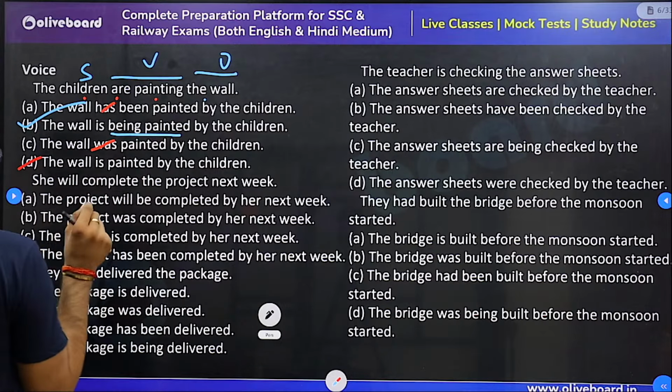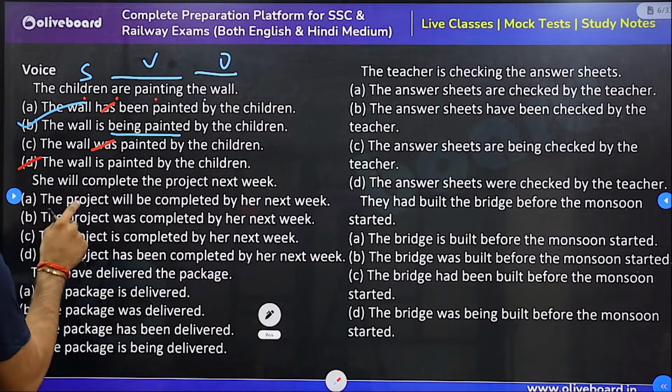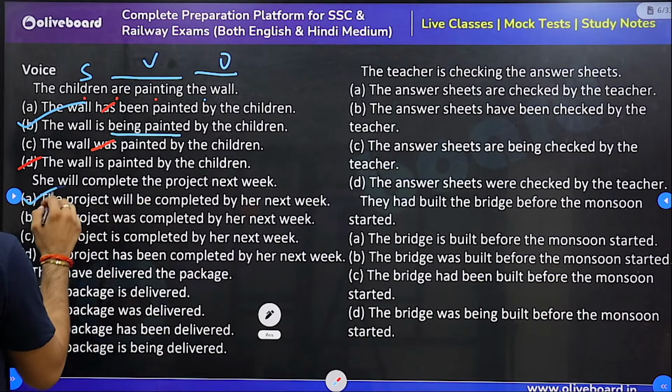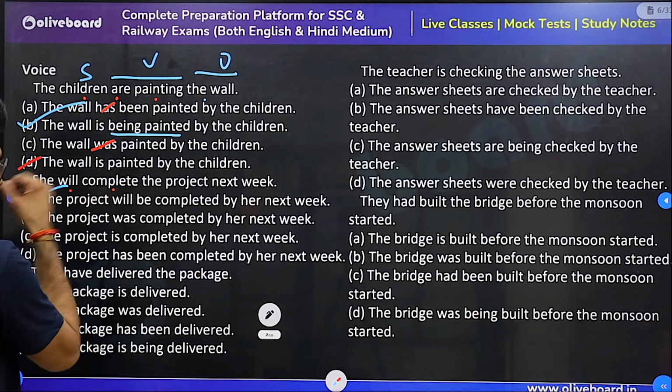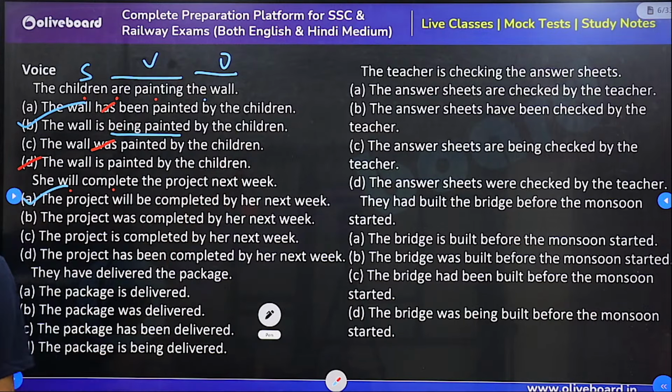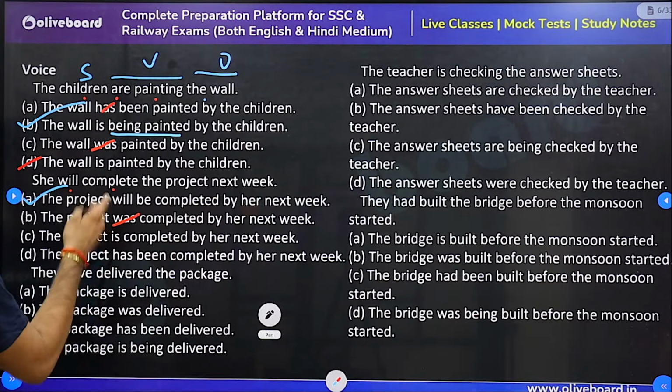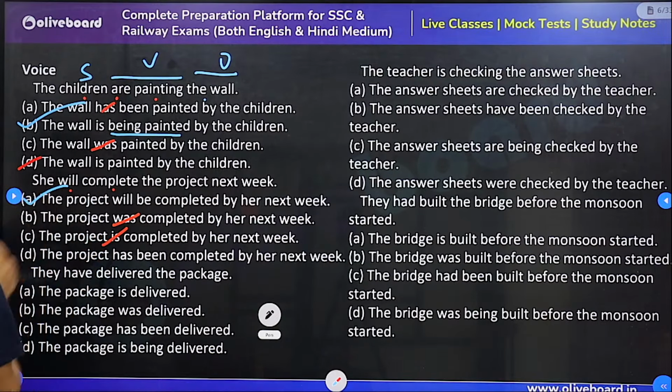She will complete the project next week. The project will be completed by her next week. Seems good to me. Will complete, will be completed. Project, new subject, by her, new object, done. Project was, but that's future. Is, but that's future. Has, that's future.